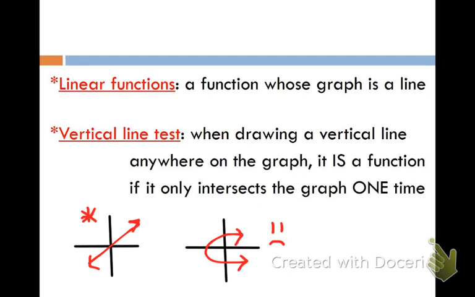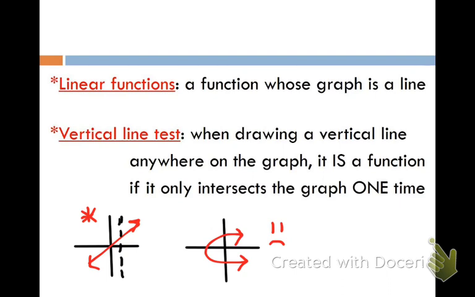When drawing a vertical line, is a vertical line an up and down line or a left and right line? It's up and down. It's just like the Y, okay? So when drawing a vertical line anywhere on the graph, so let's say that I draw it like this, it means it will only touch the graph one time. Now the graph is just this part that I drew in the red. The graph is not your coordinate plane, okay?